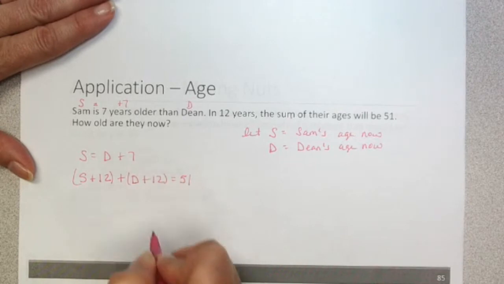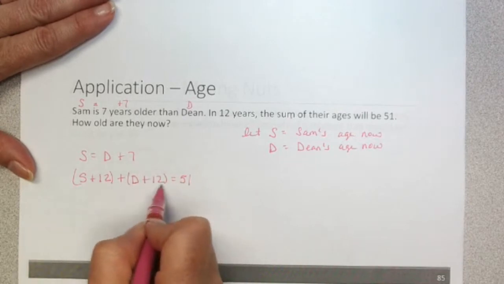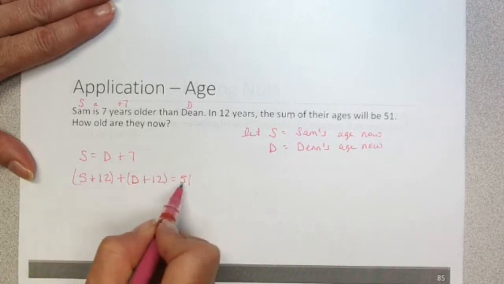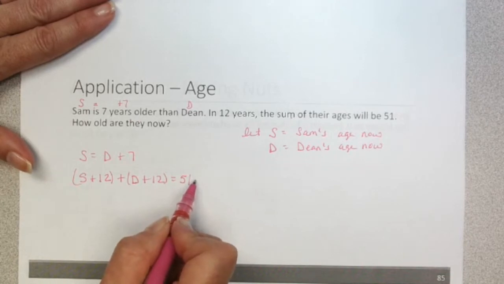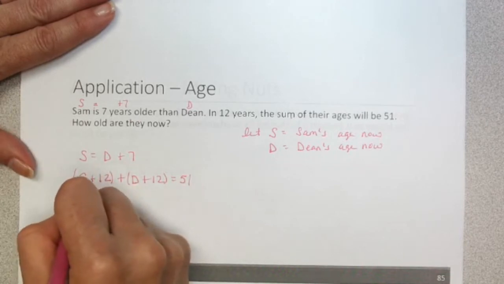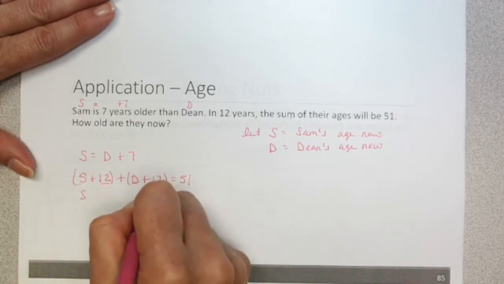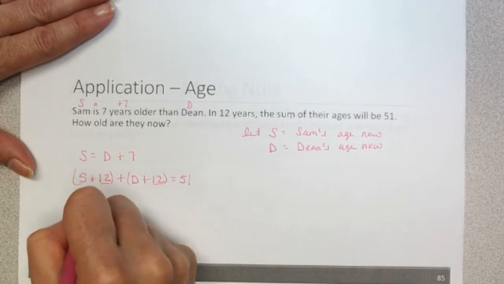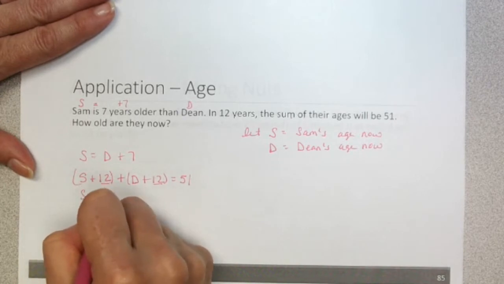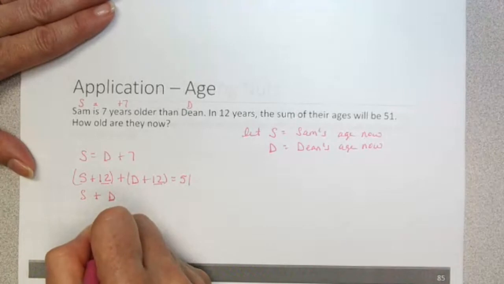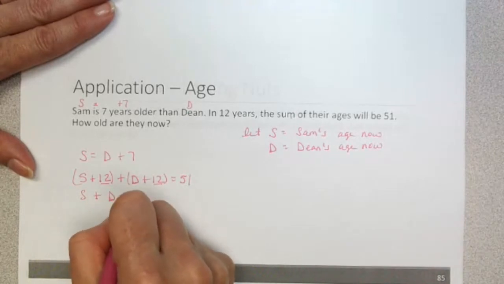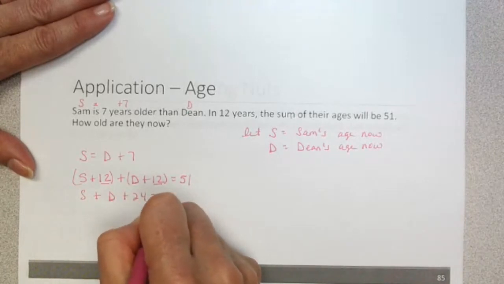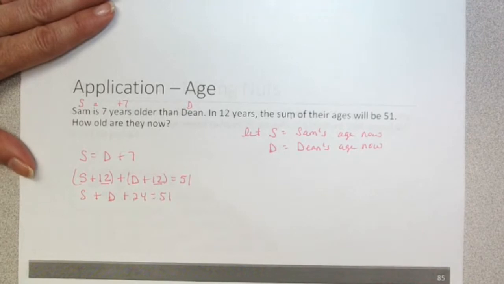And now I have a second equation. I think I want to simplify it a little bit. I don't really need these parentheses since everything's being added, right? So I could combine my like terms here. I could say S plus D, Sam's age now plus Dean's age now, plus 24 equals 51.